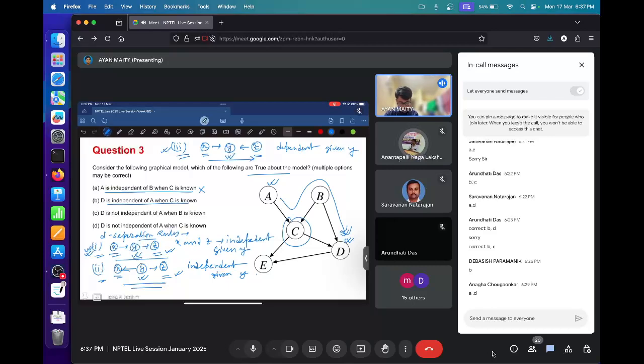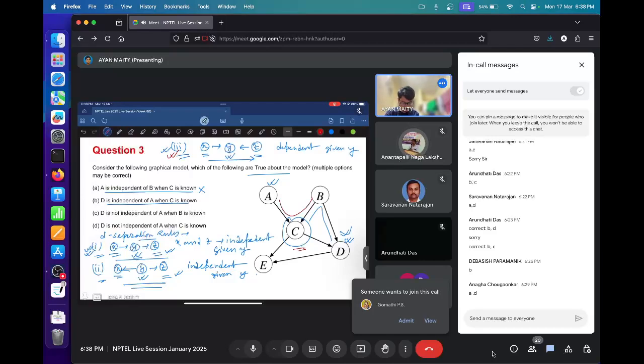There are two components of this path. First is ACB, then CBD. The ACB path, if C is known, matches the third rule, that the middle element has incoming edges from both sides. So this ACB matches the third rule, and if C is known, it does not block this path. So this path is not blocked.